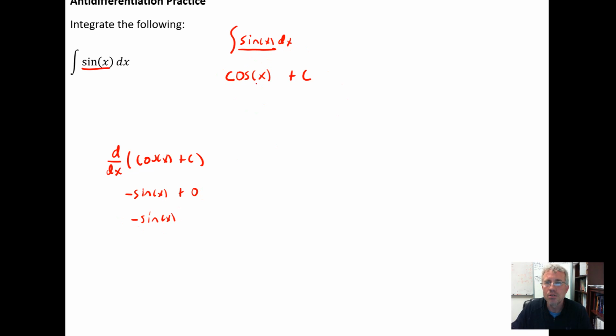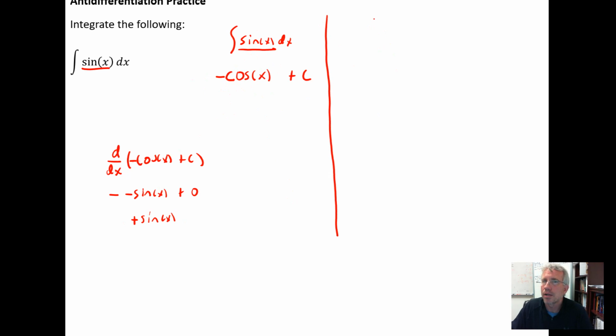So all you would need to do then is tweak your guess and say, hey, when I took the derivative here, I got a negative. So I'm going to have to put a minus sign on it so that I get a double negation when I differentiate, which will give me positive sine x. So I need to adjust my guess to minus cosine of x. So that would be one way to think about it.